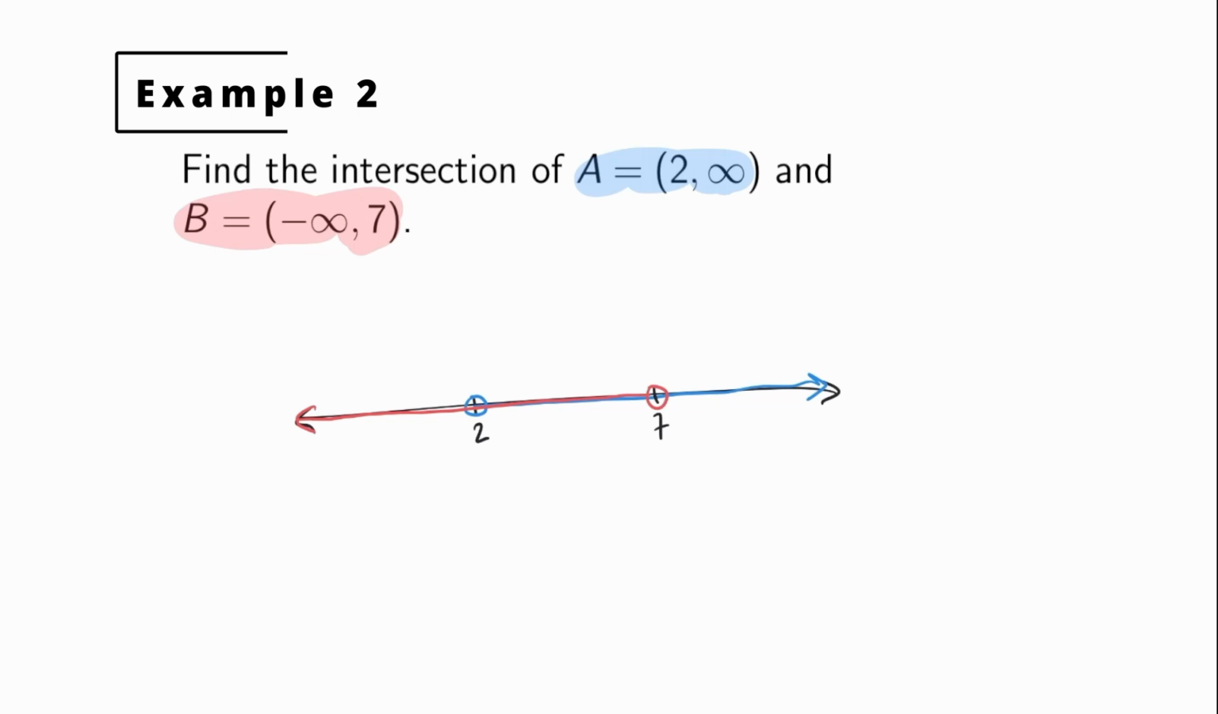Now the intersection of the two sets is everything they have in common, everything that's in both. Wherever on the number line we have both red and blue, and I've had them overlap maybe a little too much, that's the intersection. So that would be from 2 to 7. Now the endpoint 2 is not in A, and 7 is not in B, which means that neither endpoint is in the intersection. So the intersection is from 2 to 7, and again, we do not include either endpoint.